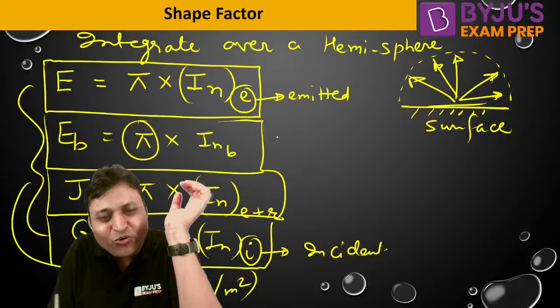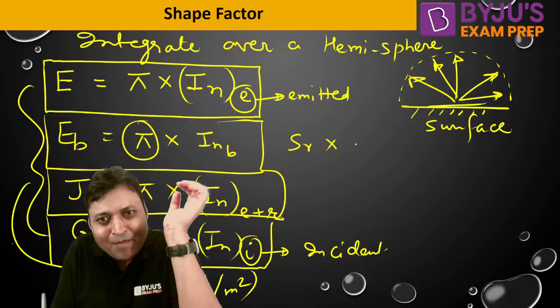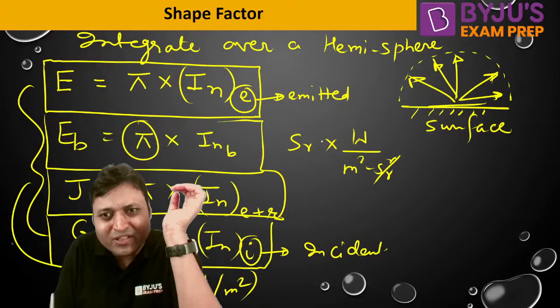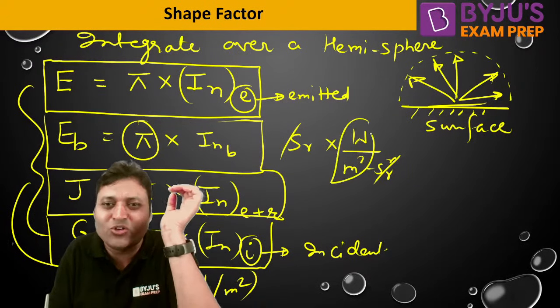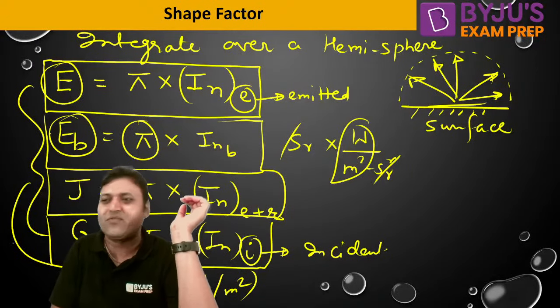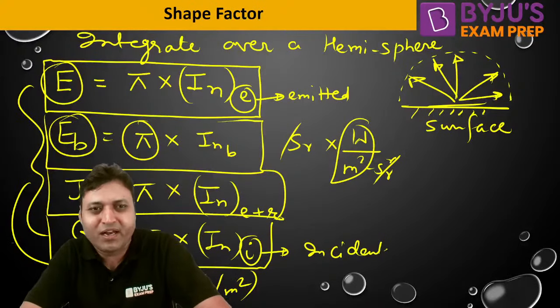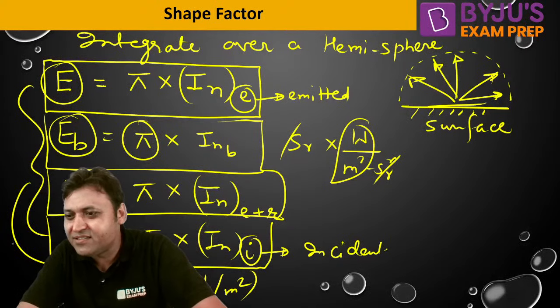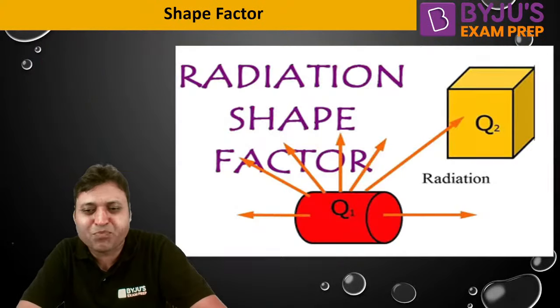Pi is having the unit steradian, sr, multiplied by watt per meter square steradian. So this steradian gets cancelled out. So the unit of these parameters will be watt per meter square only. Is this clear to everyone? Please make some noise. Is this all fine up to this point?